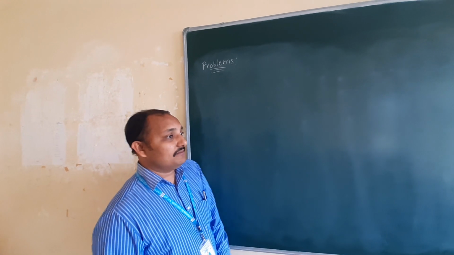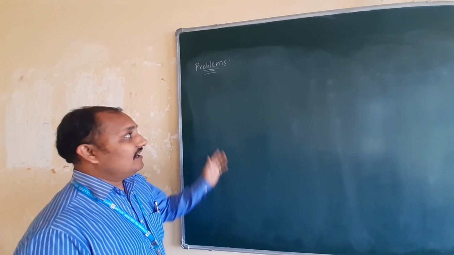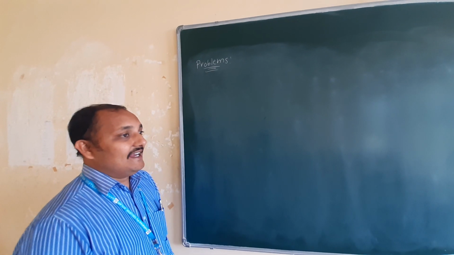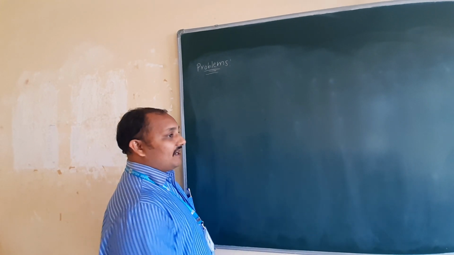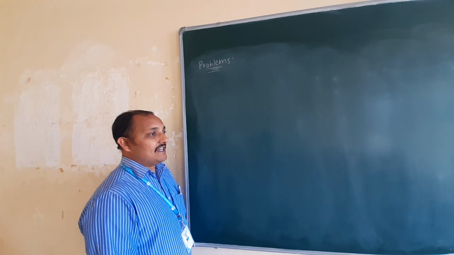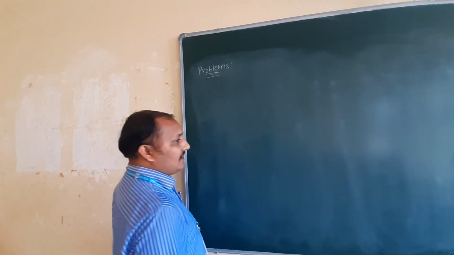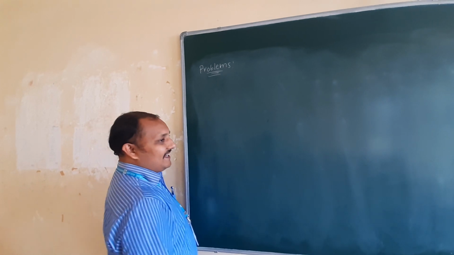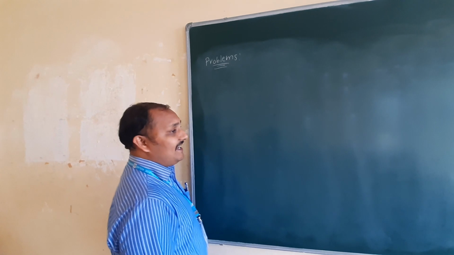Now in this problem, we are placing four charges at four corners of a square, and we want the resultant potential at the center of the square. I am saying once again, we are placing four equal charges at four corners of a square. Square means all sides will be equal. Then what is the resultant potential at the center of the square?